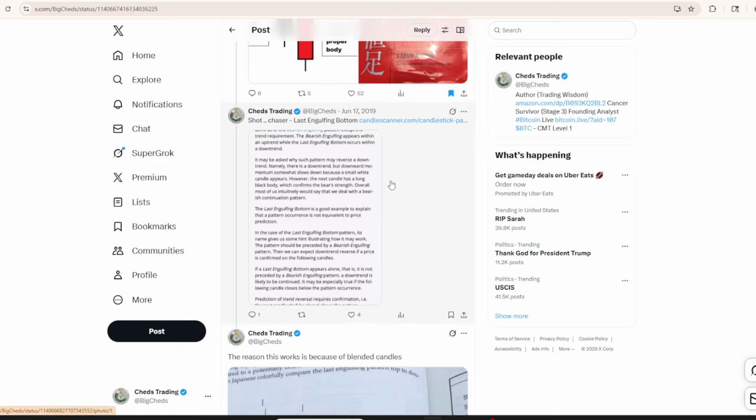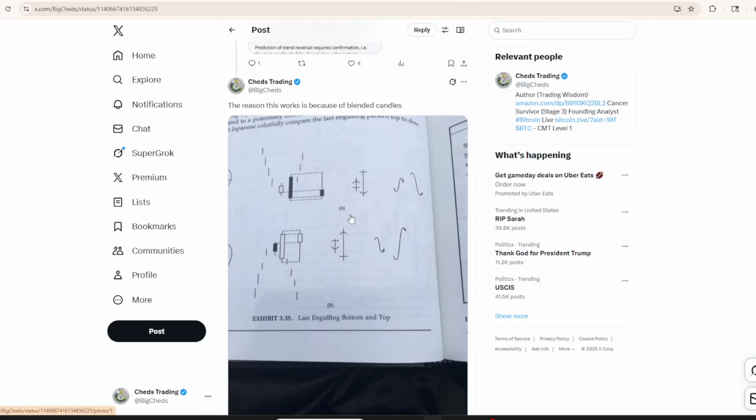There's a pattern called a last engulfing bottom, and this is from the CMT textbook, and a last engulfing top, and you see it here. I covered it in a separate video, and theoretically, the reason why it works is it forms a move up, and then you have this hanging man forming, and the price ends up going down, right? Where you have the last engulfing. It's a bullish engulfing, but there's already some bearish weakness, and these two candles form this candle. So in this case, an inverted hammer, and in this case, a hanging man.